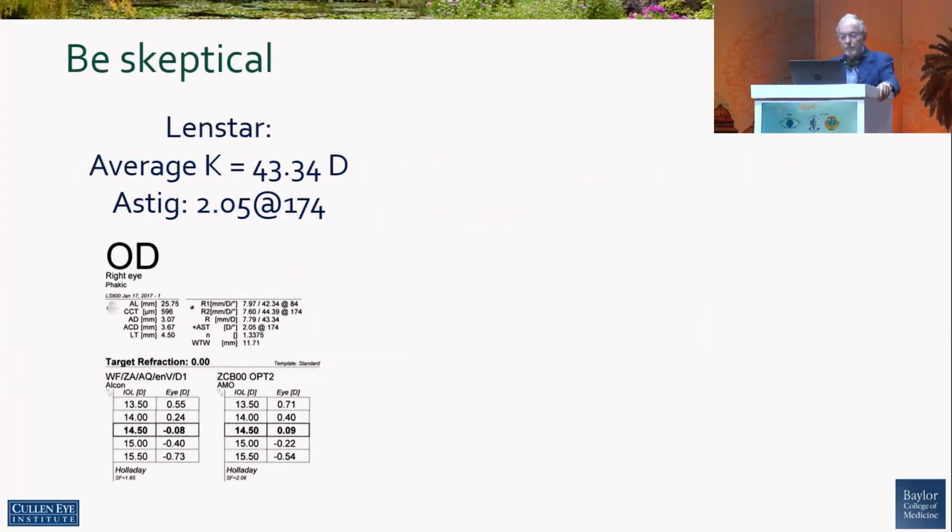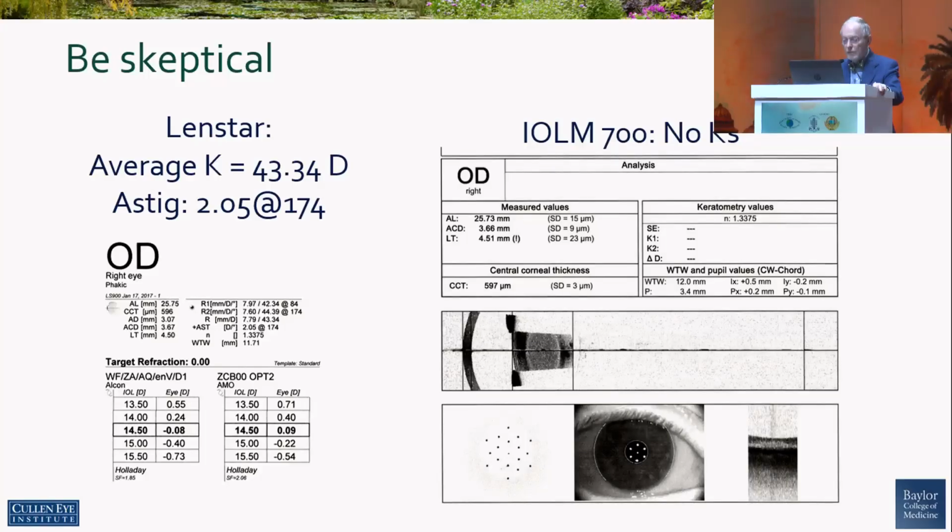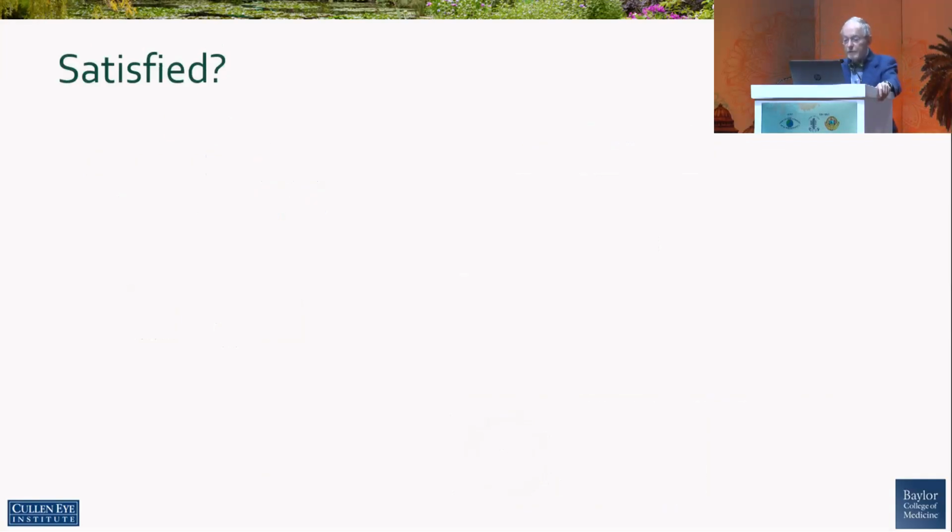Here's an example of a patient of mine. These are the readings on the preoperative visit, the K 43.34, astigmatism 2.05 at 174. IOL Master didn't give me any K readings for this patient. And I looked at the Myers, and there was a missing data point down there on the lower left. There's one of the Myers did not reflect.